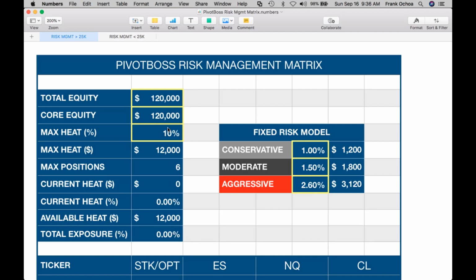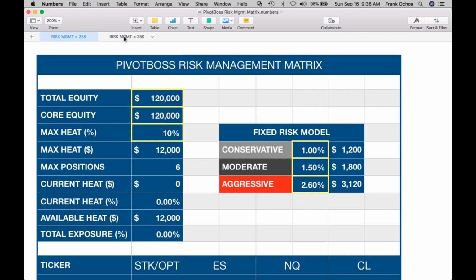Again, you put in three different figures here: what's your total, what's your core, and then what's your max heat. Now this one you wouldn't have to touch very often. So these are the two that I work with every single day. Over here, I keep it at 1, 1.5, 2.6 for my liking. If you want to use, say, 0.5%, 0.75, and 1.25, that could be it too. You can use 5, 10, and 15 if you had a smaller account.